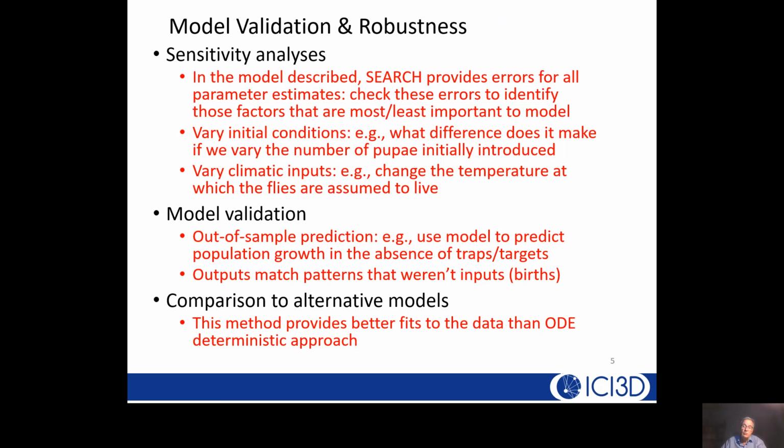And also, you could do things like vary the climatic inputs. All we know for the temperature is what we read in a Stevenson screen, some met data screen, and that may not be the temperature which the flies are actually experiencing. So what happens if we actually change the temperature that they're supposed to be living at? Does that make a difference to our model fit and that kind of thing?